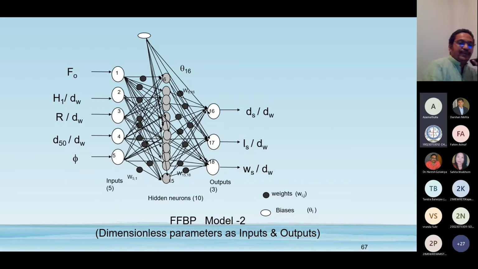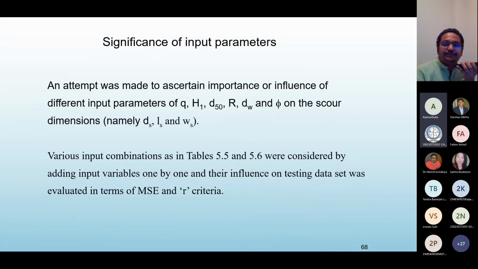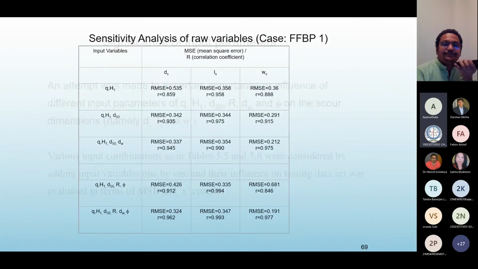I will show you the matrix later in future slides. So 5 inputs. Next, please. So how significant is each input? An attempt was made. I even did a sensitivity analysis on some combinations. Next, in the table I can show you very easily.